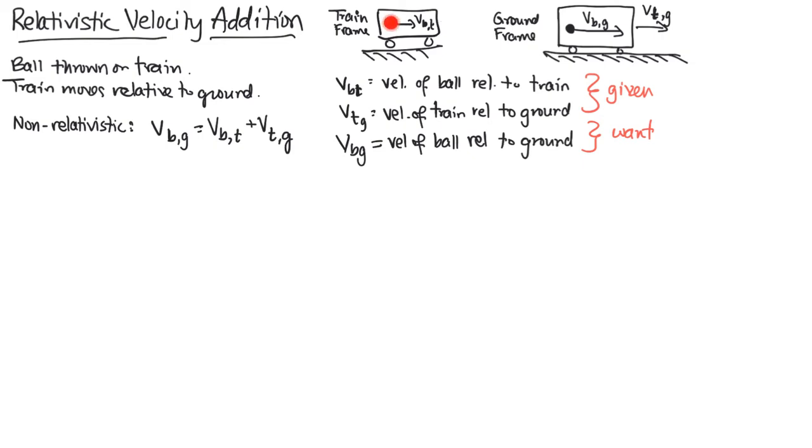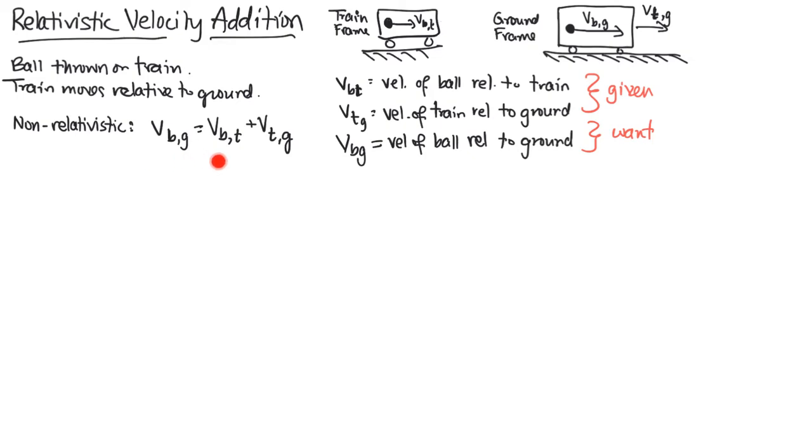We have a ball on a train. Alice throws the ball to the right. The train is at rest in the train frame. However, in the ground frame, the train is moving to the right with a velocity vtg, and we're trying to find the velocity of the ball relative to the ground. Okay, so we have these two quantities that we know, and we're trying to find the third.